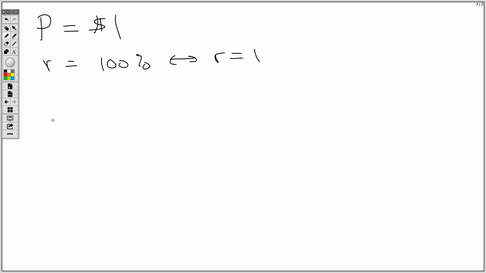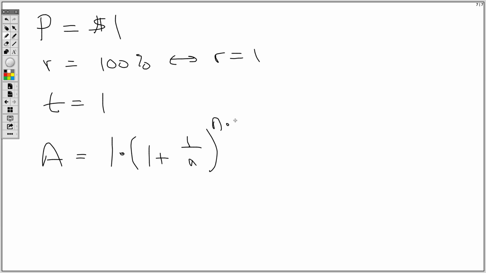So 1. And we're going to just let the thing sit for 1 year. So our equation would be A equals P, which is 1, times 1 plus R, which is 1, over N to the N times T, which is 1. And so my A of N would be 1 plus 1 over N to the N.